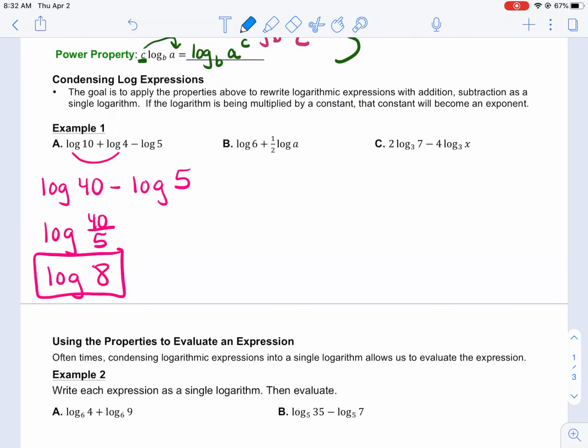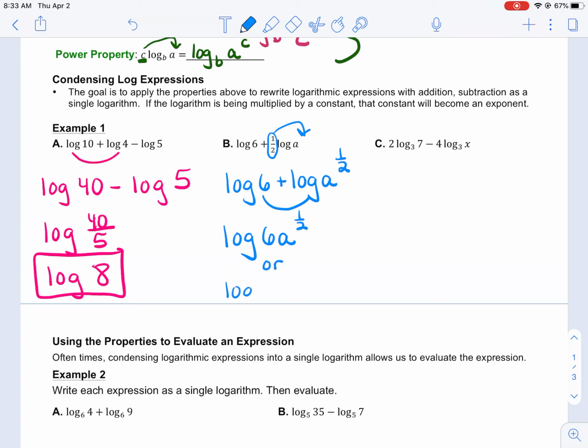Okay, so the next one. The first thing I notice, I always want to get rid of these numbers out in front first. So this 1/2 is a constant that's being multiplied by log a. So I'm going to start by making that an exponent. So we've got log 6 plus log of a to the 1/2. Now addition becomes multiplication, and so we get log of 6a to the 1/2. You can also write that as log of 6 times the square root of a. So if we want to condense it and make it as tight as possible, log of 6 square root of a. Always look for those numbers out in front first.